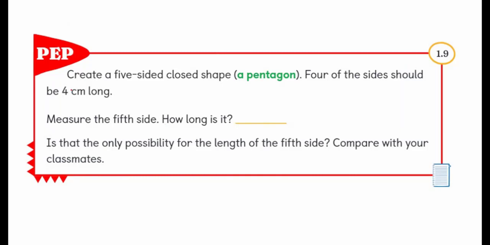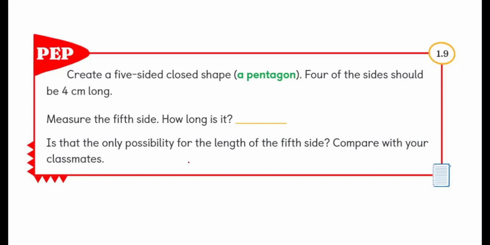Next, here is a pep activity, children. You have to create a 5-sided closed shape. That is a pentagon. 4 of the sides should be 4 centimeters long, and you have to measure the 5th side. How long is it? Is that the only possibility for the length of the 5th side?